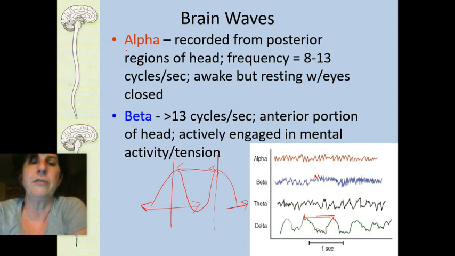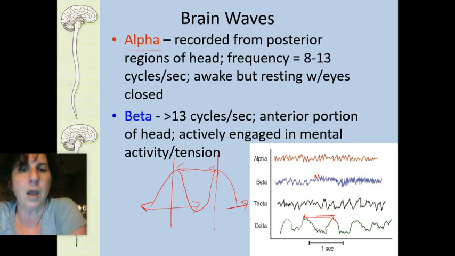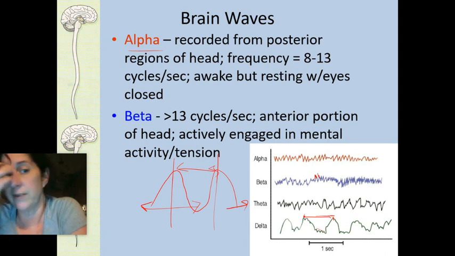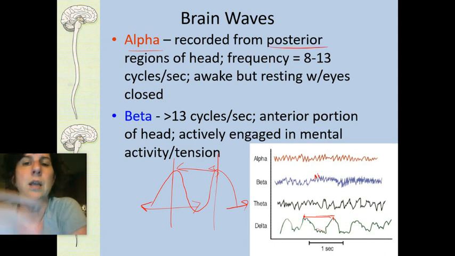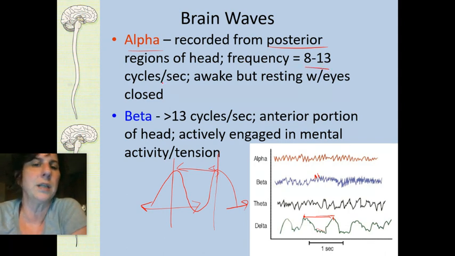and that allows us to classify them. So the first group is called alpha. Alpha waves are normally found in the posterior regions of the head. They have what I was talking about, the difference between the peaks. You have about 8 to 13 cycles per second.